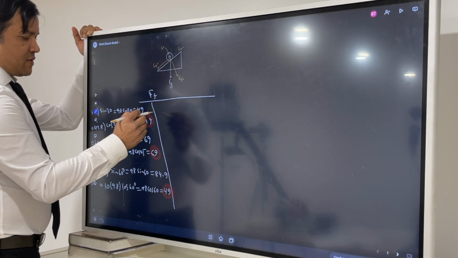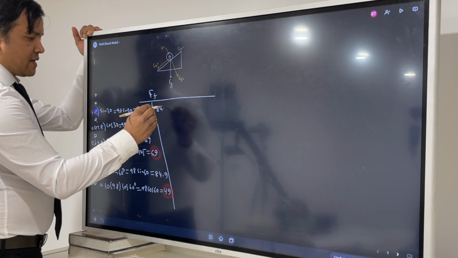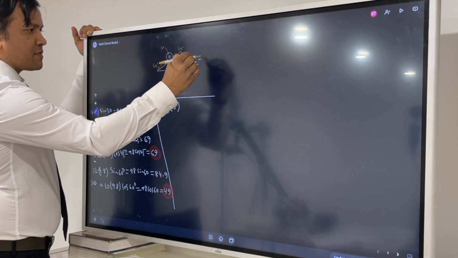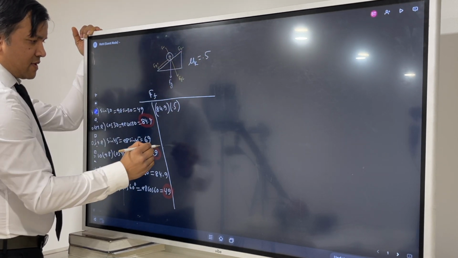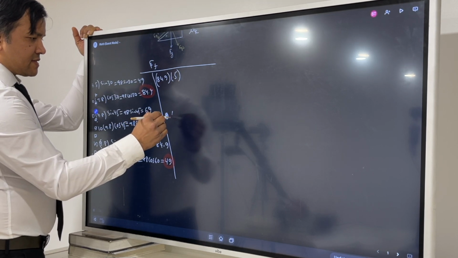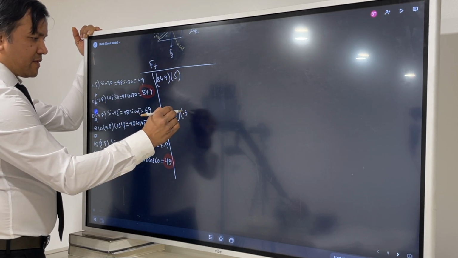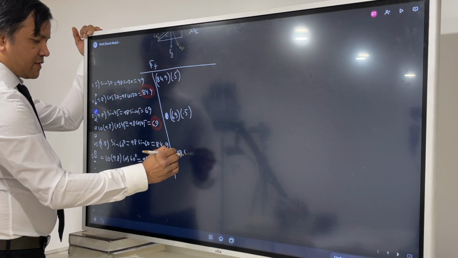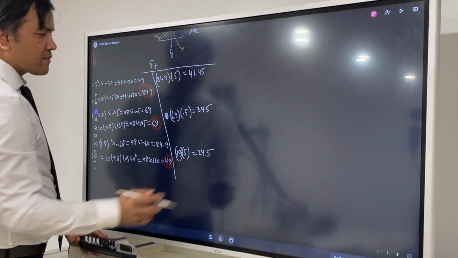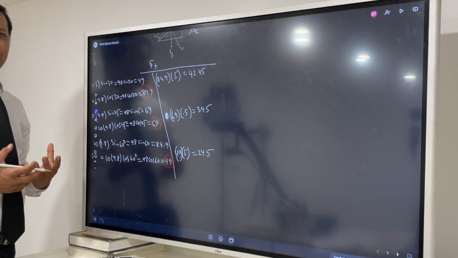So Fn times mu k: 84.9 times 0.5, because mu k is 0.5, and this one is 69.5 and 49.5. So these are times 0.5. Okay, good. Now we found the force of friction.